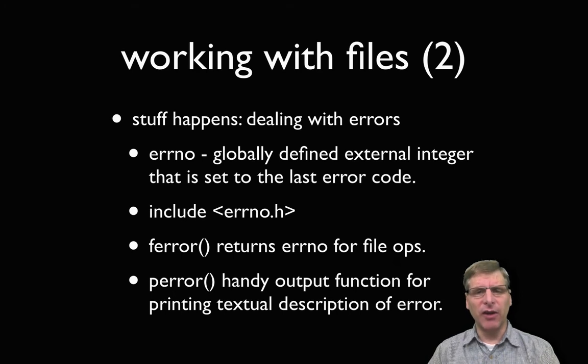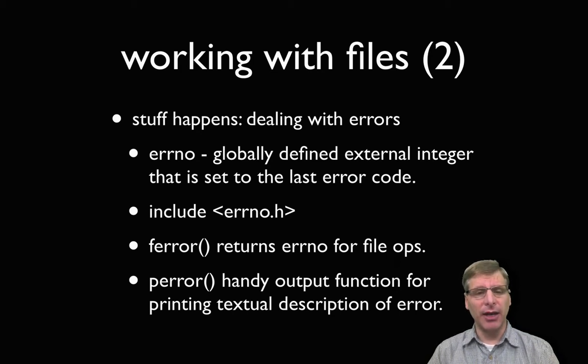So when we work with these file I/O functions, bad things happen. We have error situations that come up. And there are different ways the C language lets us get at this information. So there's a variable called errno, E-R-R-N-O, which is a globally defined external integer, and it's set to the last error code. So when we call one of these routines, if something went wrong, we can consult this errno value and find out what the error number was, and each of these error numbers has a definition. In order to access that variable, we need to have a #include errno.h at the top of our source file.